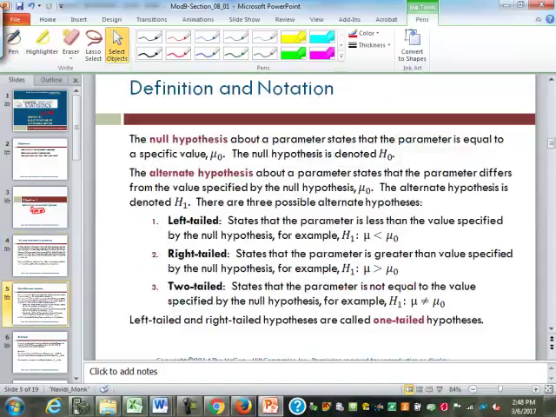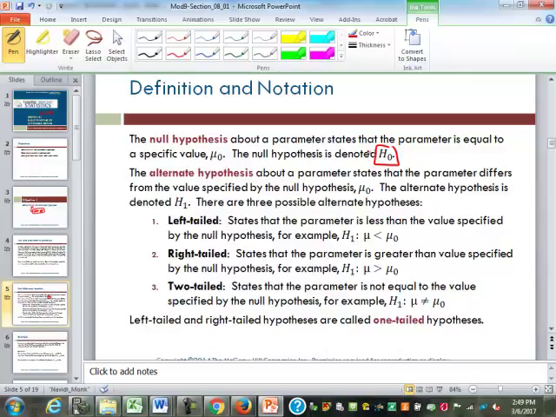The null hypothesis is about a population parameter, usually a mean or a population proportion, and is denoted H0. H naught is what they usually say. H0, but it's really a 0. The 0 is the null set.